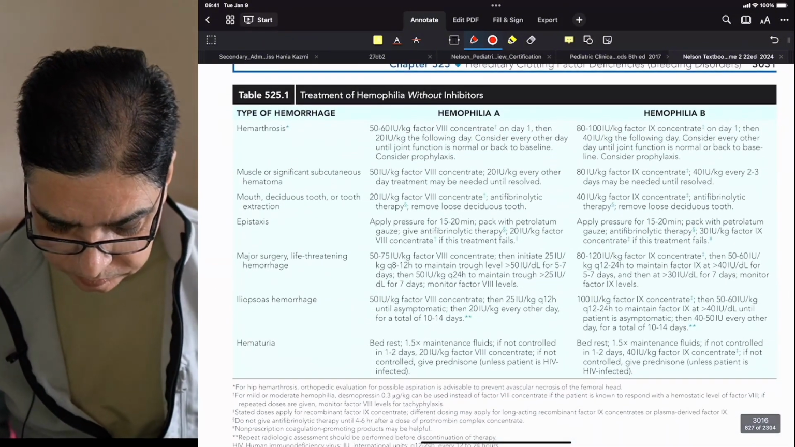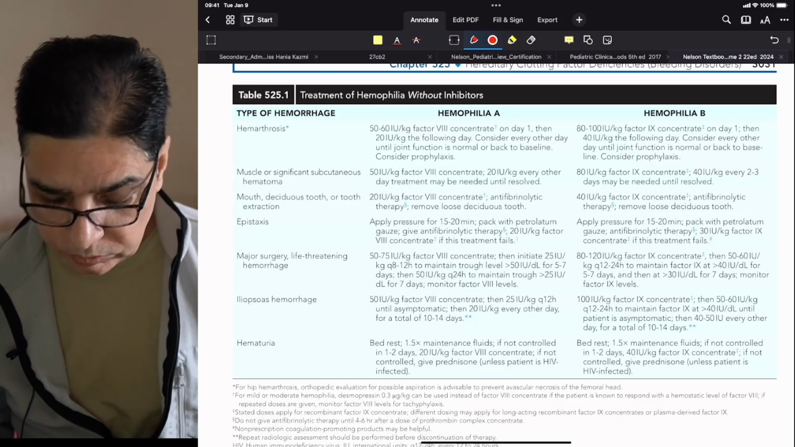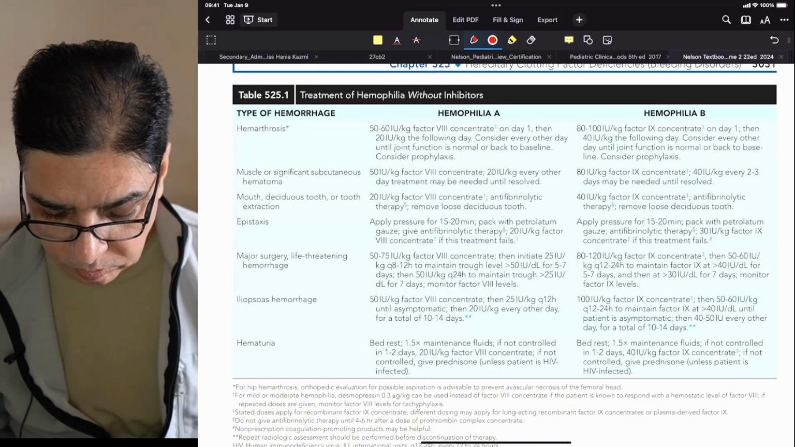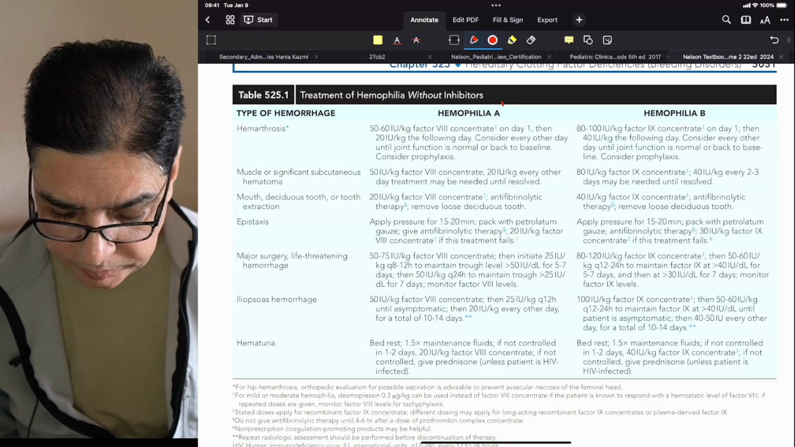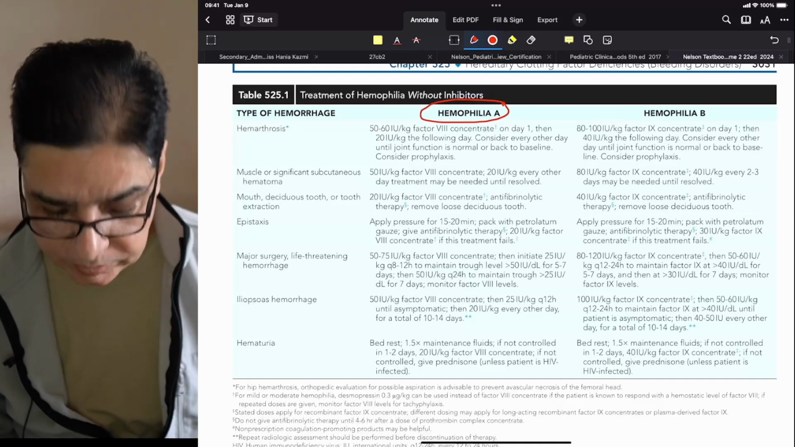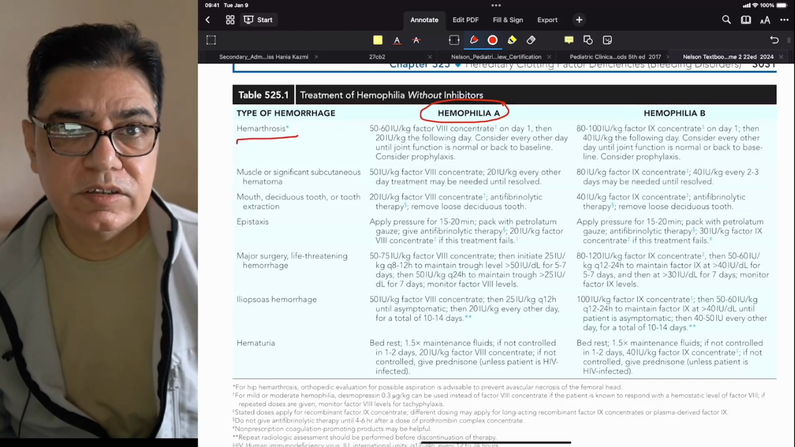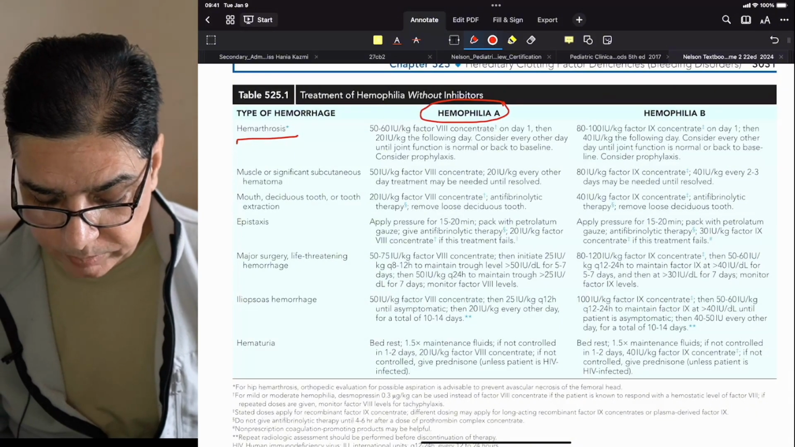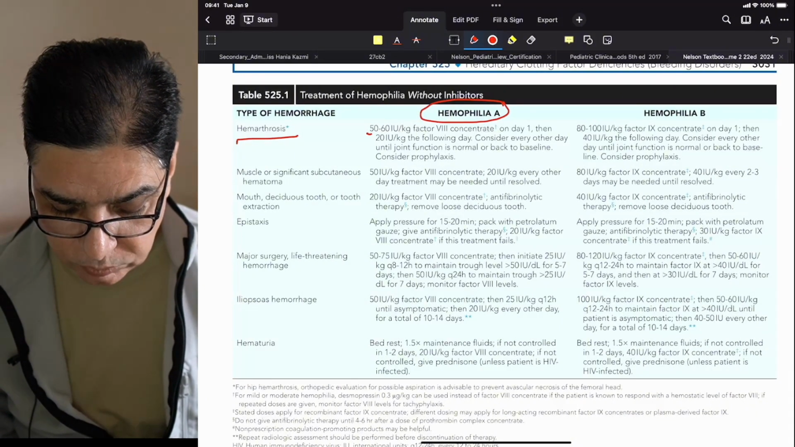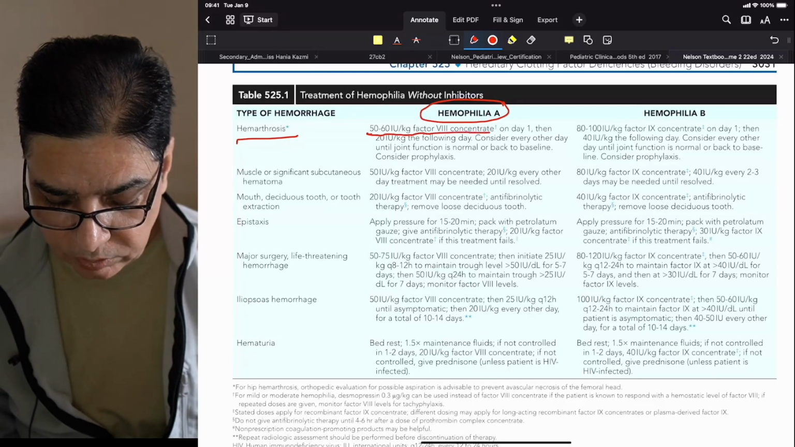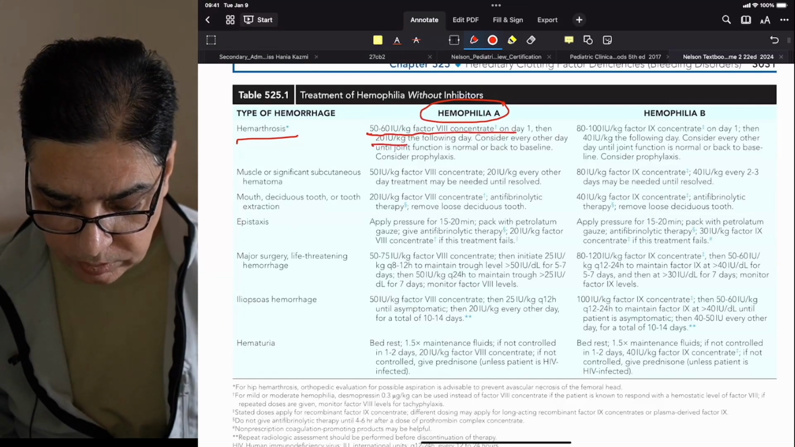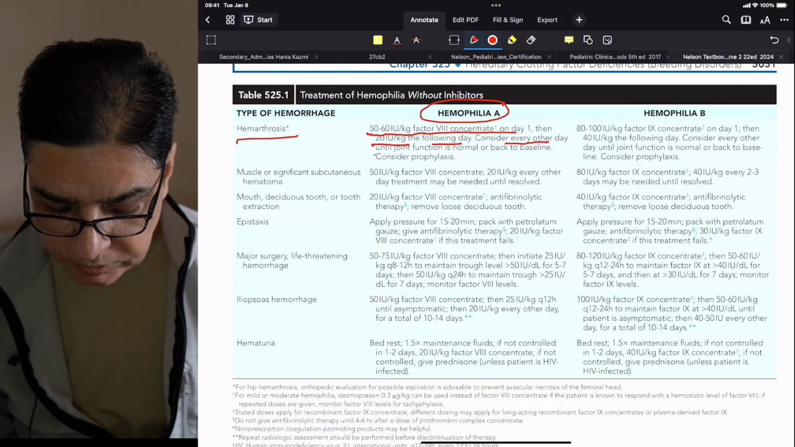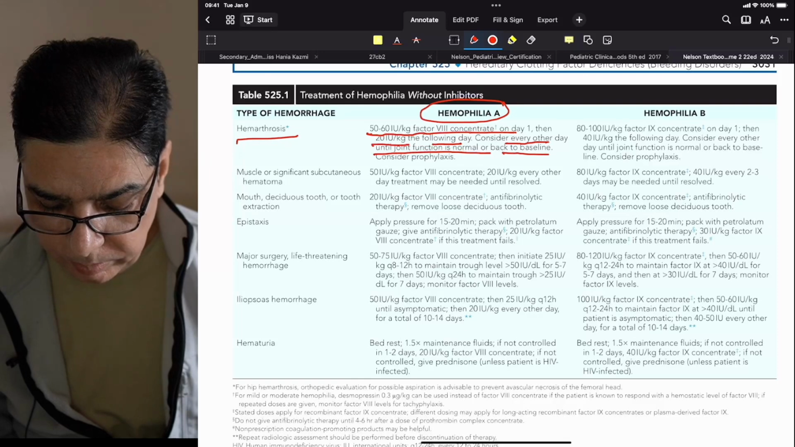Now, some of the other doses which you can consider depend on what you are dealing with. The Nelson Textbook of Pediatrics says that, for example, in hemophilia A, which is deficiency of factor 8, if you are dealing with hemarthrosis, let's say the child has developed a swollen joint and the ultrasound is showing bleeding inside, then you have to give 50 to 60 international units per kg factor 8 concentrate on day 1, then 20 units per kg on the following day, and then every other day until joint function is normal or back to baseline.